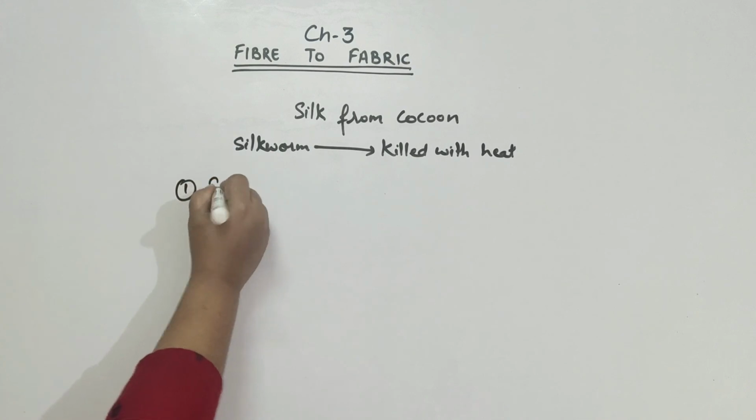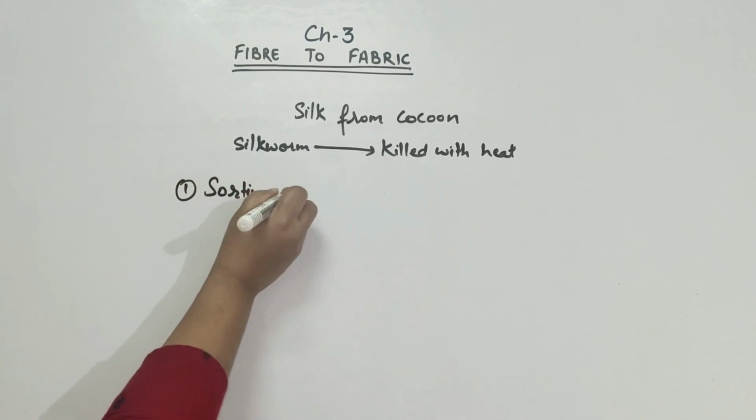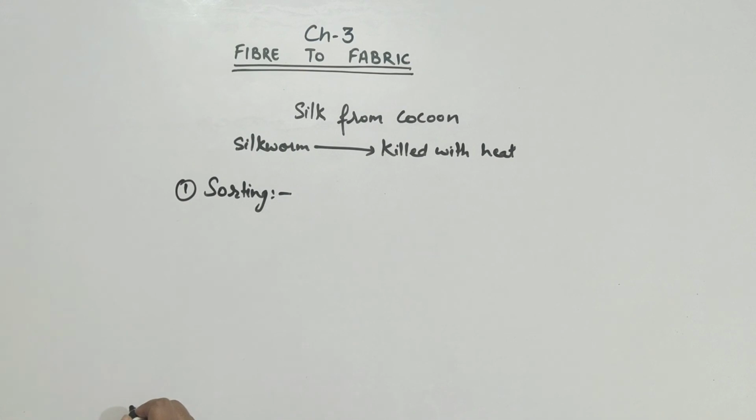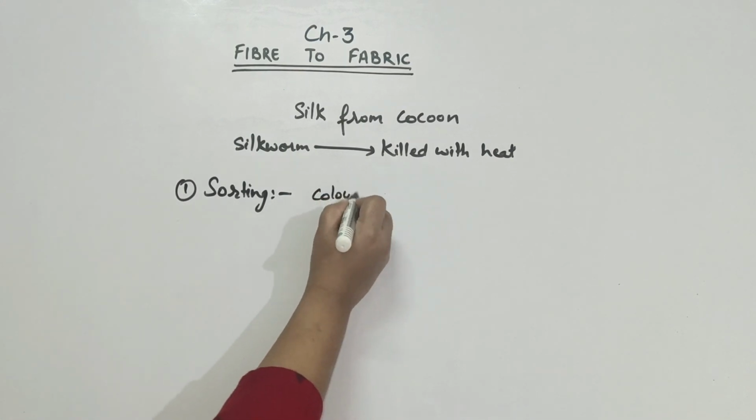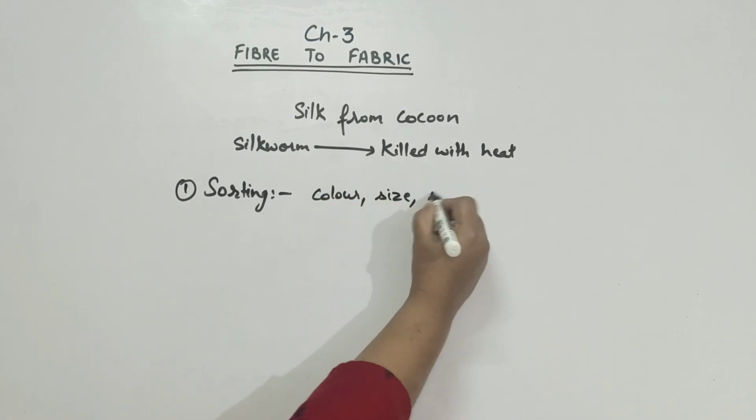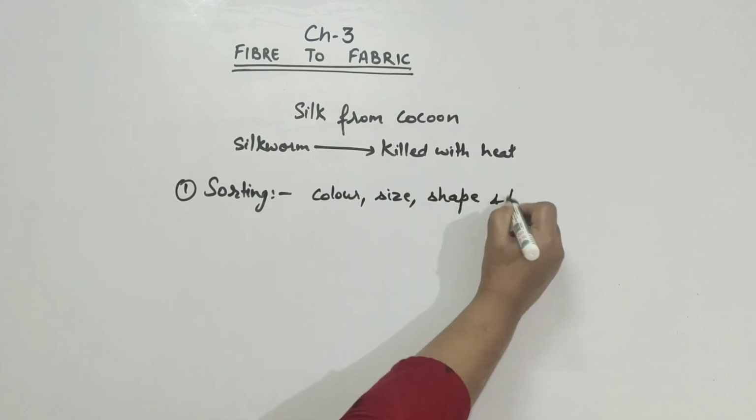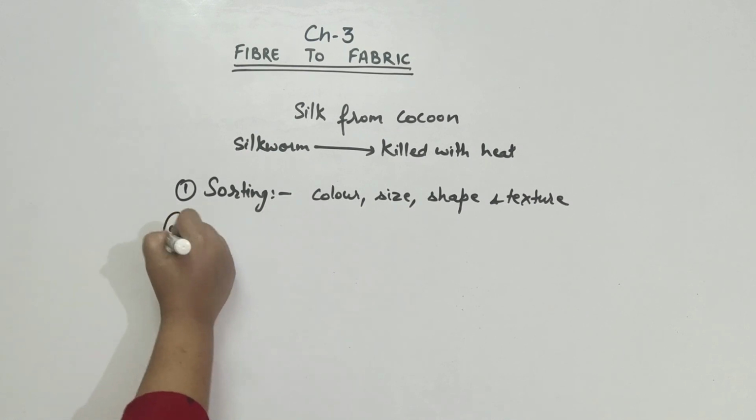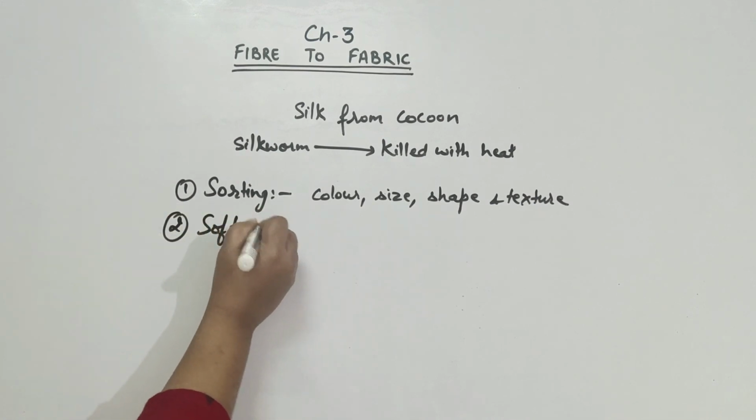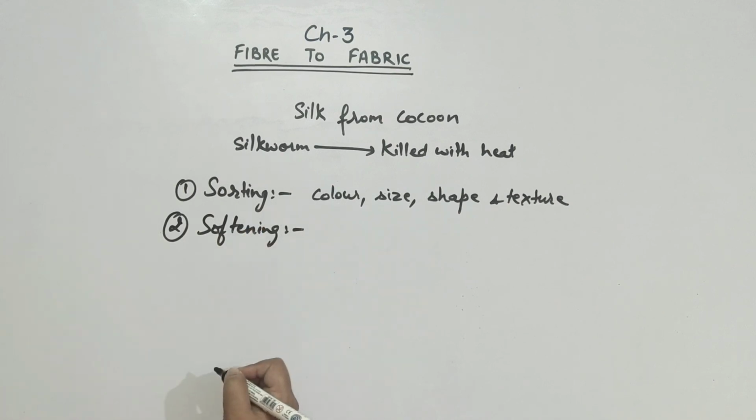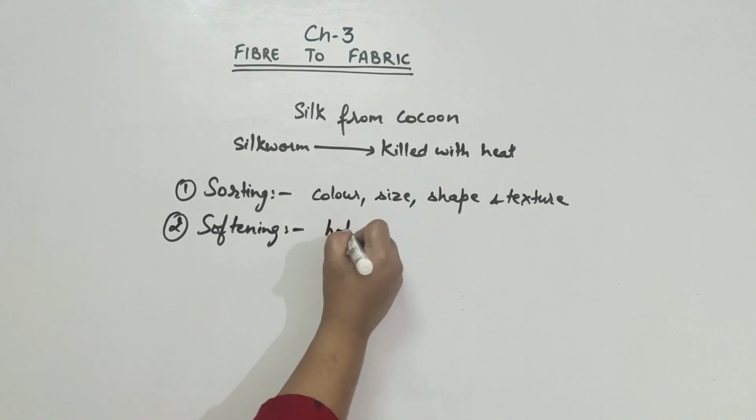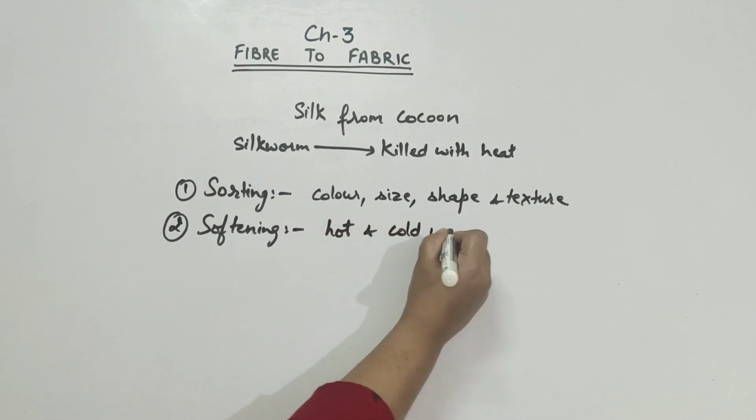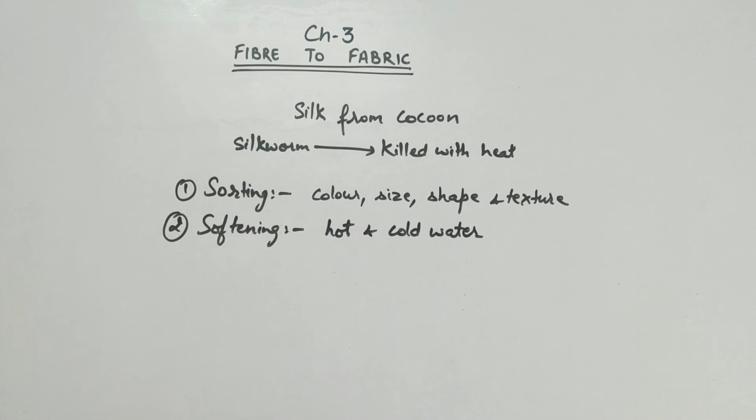The first one is sorting. In this, cocoons are graded according to their color, size, shape and texture. After that, the next process is softening. Here, the cocoons are put alternately through hot and cold water so as to soften the glue material.